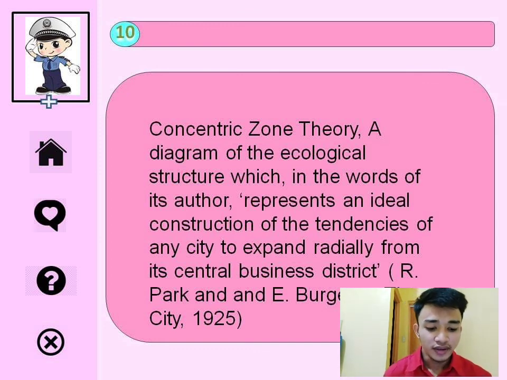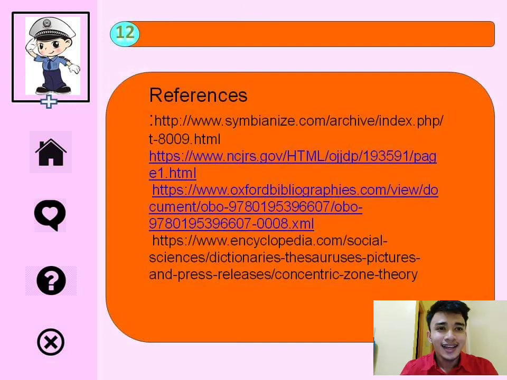Meaning, concentric zone theory is a kind of structural diagram, and it is also an example of the construction. Those are my own references from what I gave in my PowerPoint presentation.